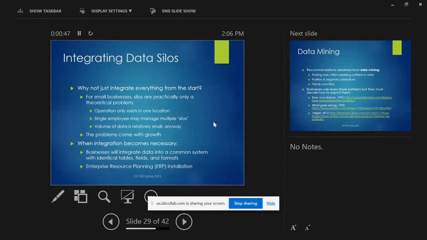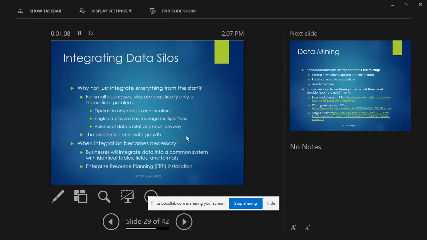Now, of course, the other thing that happens, sometimes a business acquires another business, and there's no way that you're not going to have data silos for a while in that event. Because why? Because the other business already has all their databases set up however they want to have them set up, and they're not going to be set up the same way as yours. So data silos are a problem that you can't entirely get around.